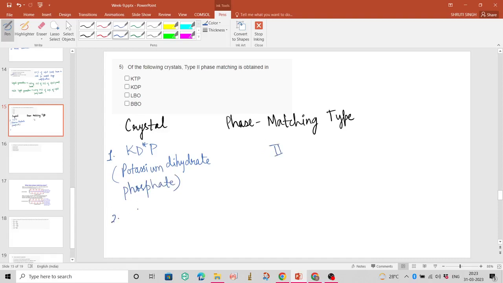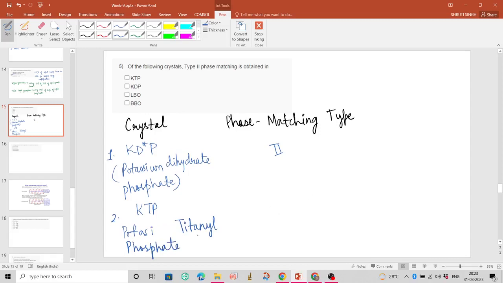The second one is KTP, which is potassium titanyl phosphate. It has also type 2.